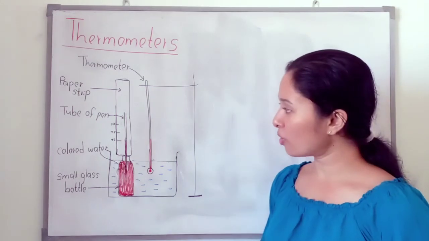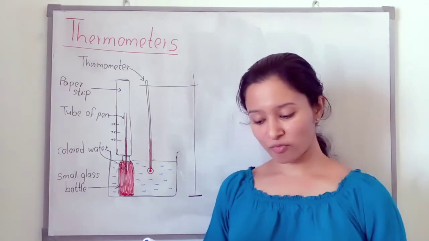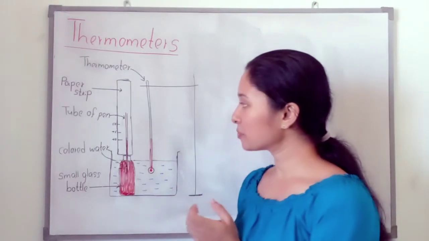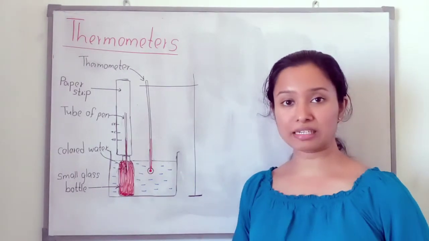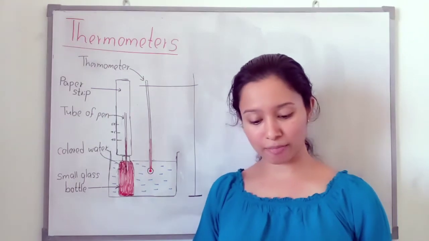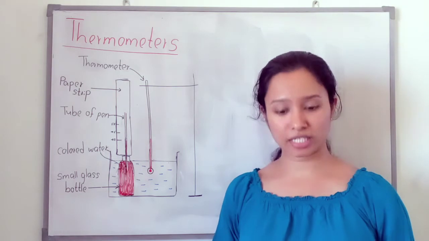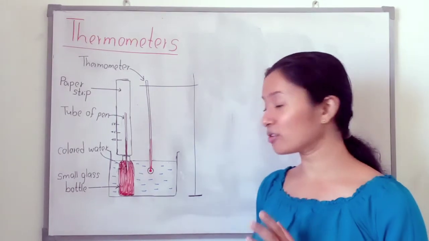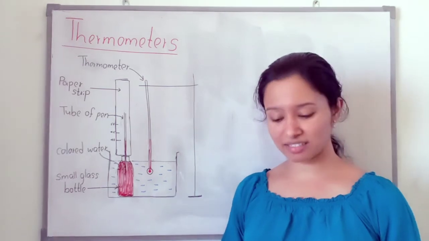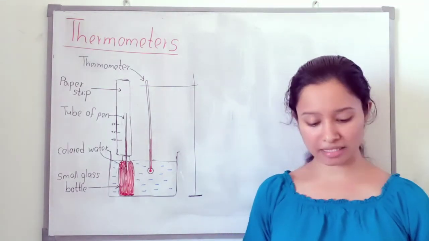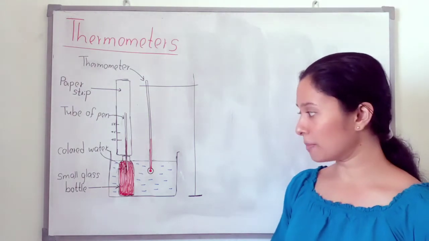Now you have made a water bottle thermometer. This water bottle thermometer can be used to measure unknown temperatures in a short range. But we cannot take an accurate value. We can get an approximate value of temperature.